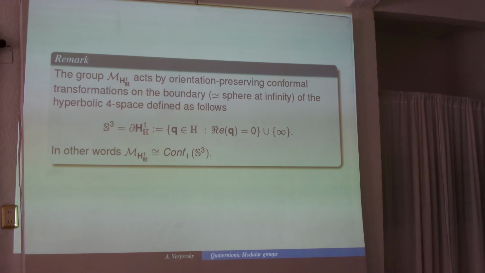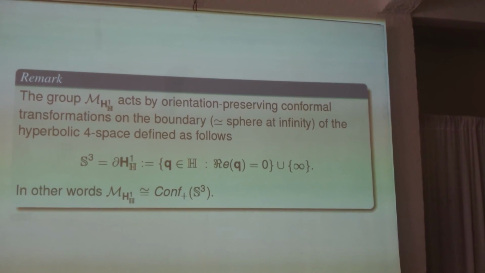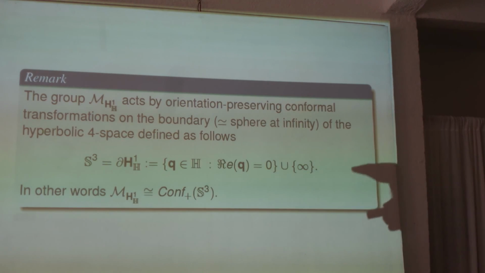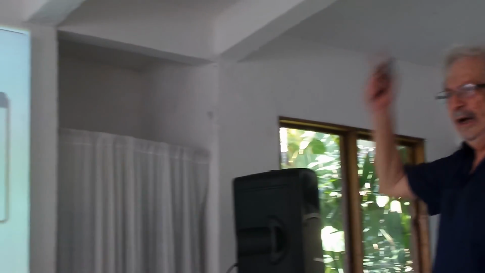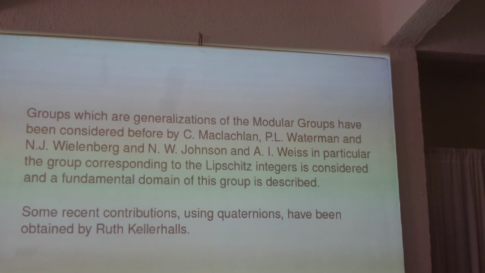So now this group acts by orientation preserving conformal transformations on the boundary. So it acts by isometries on the upper half plane. Remember, the upper half plane is equal to the right-hand side plane, and it extends to the boundary by conformal transformations. And the boundary of the upper half plane, with the point at infinity, is S3, and we have this.